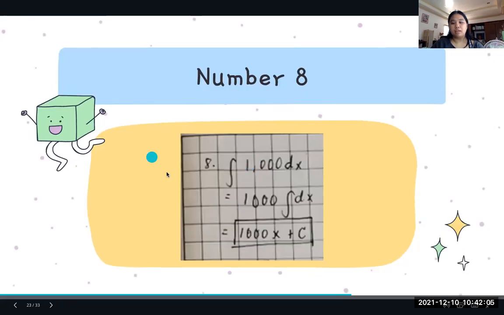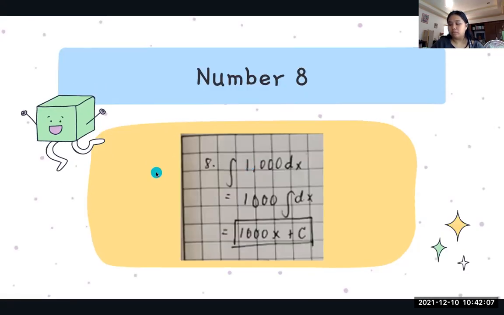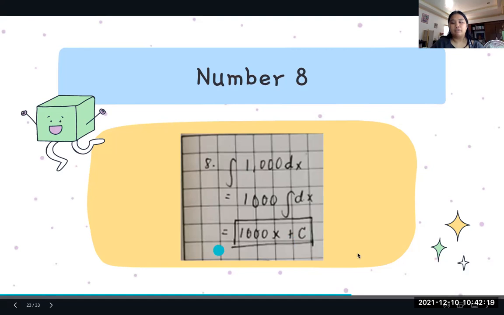And then for number 8, this is a pretty easy one. So we have the integral of 1000 dx. So we will transfer the constant 1000 outside the integral sign, and then add the arbitrary constant. Therefore, we have 1000x plus c.